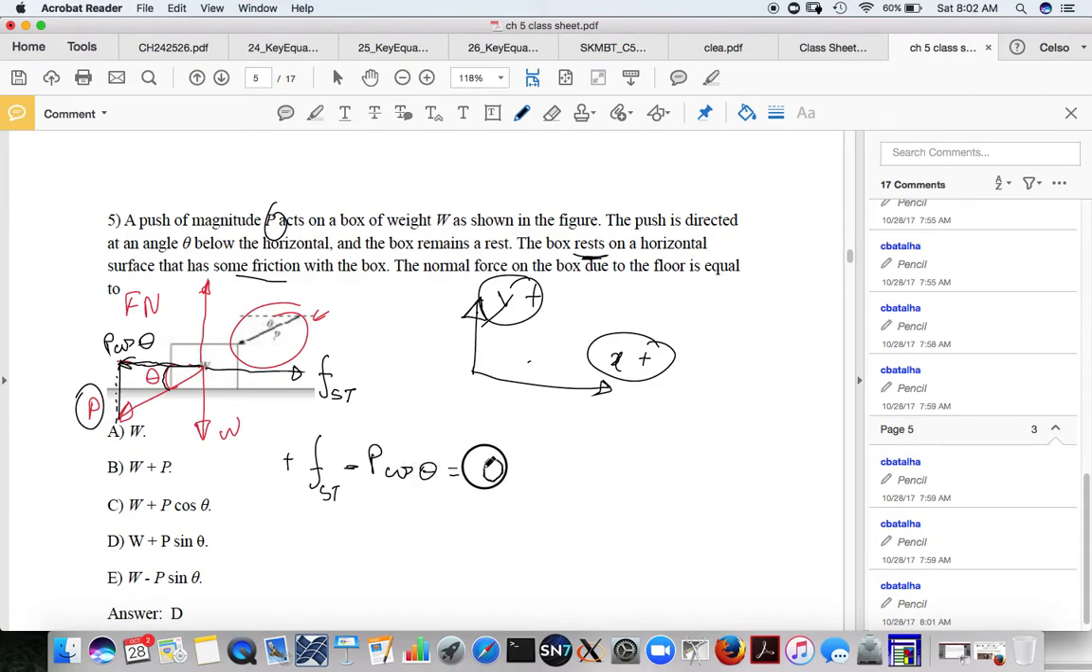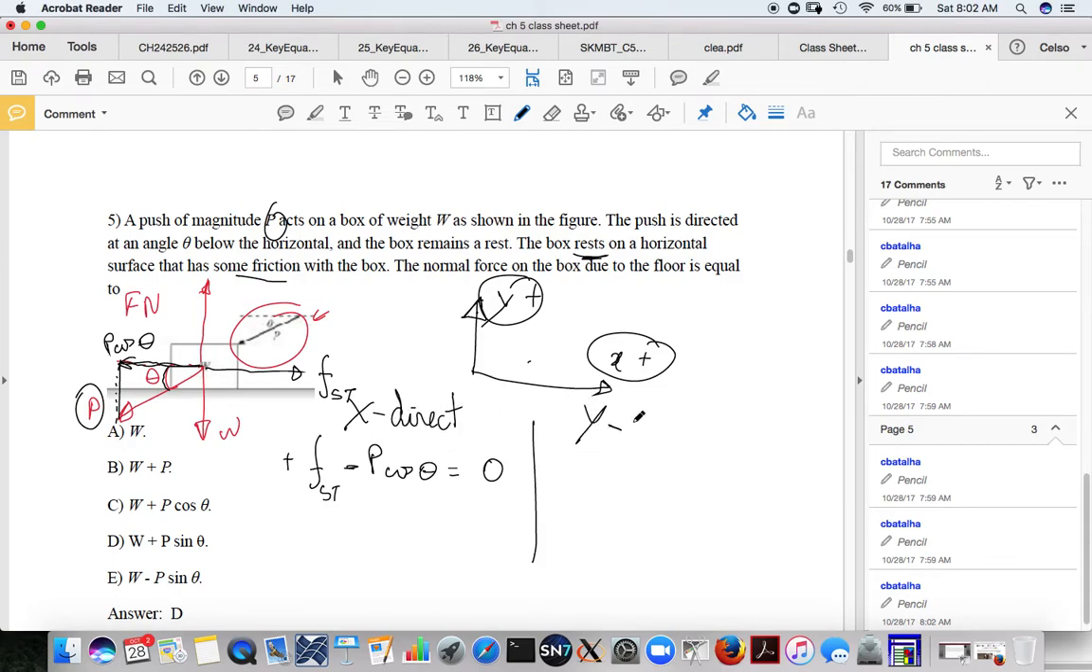Since it's not moving, this is equal to 0. If it were moving to the left, you would write mass times acceleration, basically, like Newton's second law. So this is the equation derived when you look at the x direction.